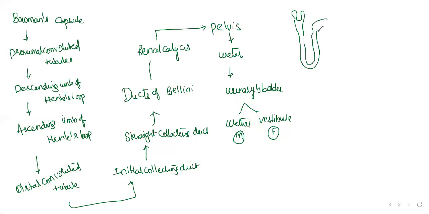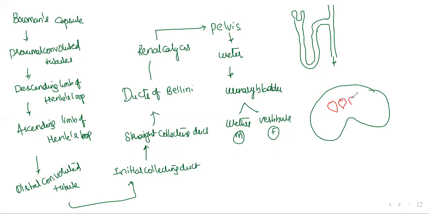and ascending limb, and distal convoluted tubule, and initial collecting duct, and all the initial collecting ducts open into the straight collecting duct, and they are opening into the ducts of Bellini. All the ducts of Bellini open at the renal pelvis. The renal pelvis opens into the ureter. The ureter opens into the urinary bladder. So this is the story.